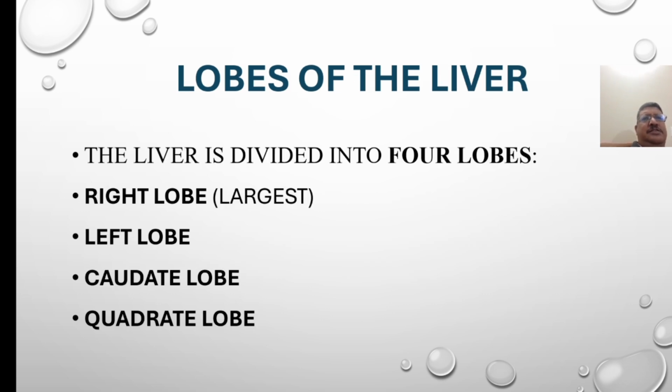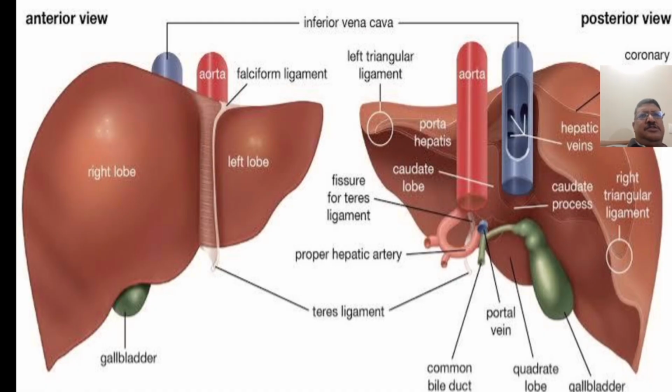Lobes of the liver. The liver is divided into four lobes: right lobe, the largest, left lobe, caudate lobe, and quadrate lobe. So these are the structures. This is the anterior view: falciform ligament, right lobe, left lobe, and the gallbladder.